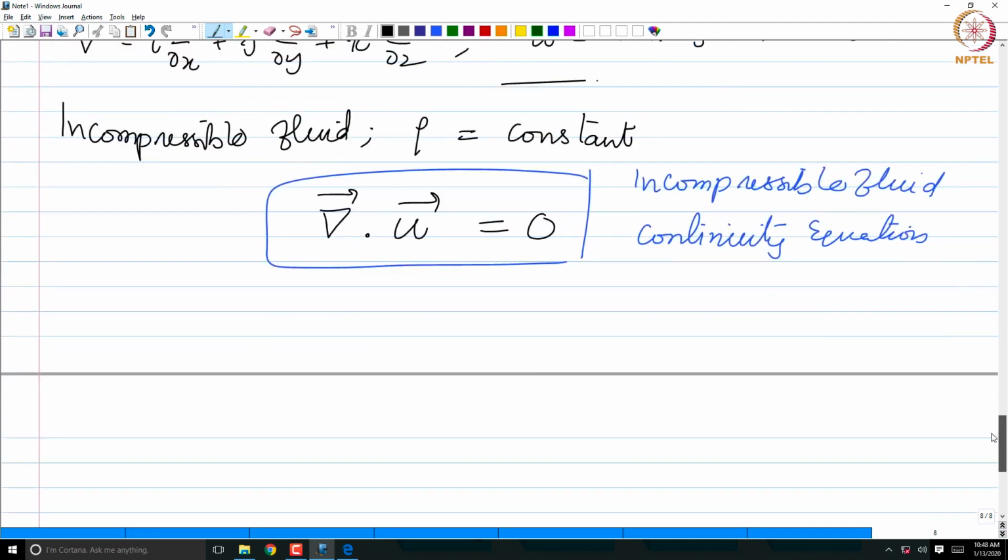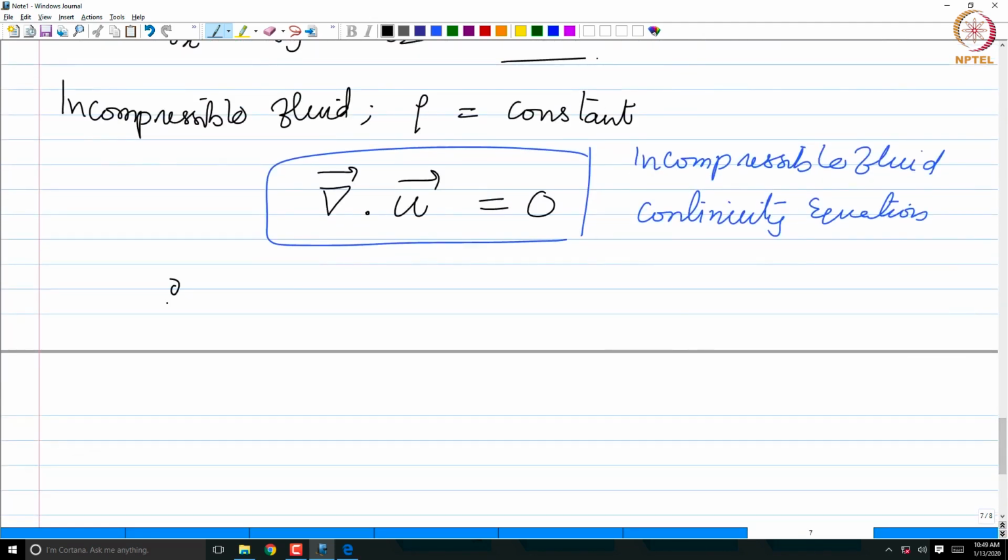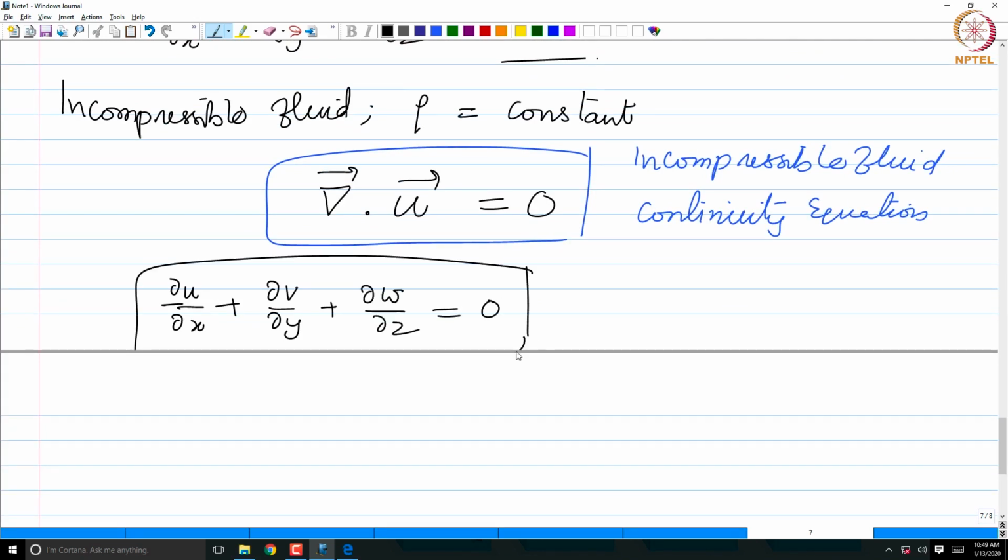So this is in a short form, and if you were to take it in a long form, this would be partial u by partial x plus partial v by partial y plus partial w by partial z equal to 0. So this is your continuity equation in long form. All right, then I'm going to stop here.